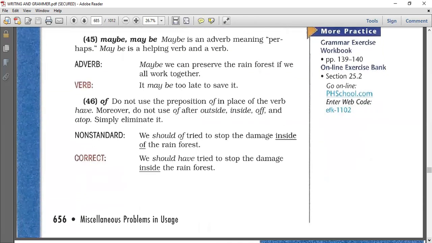Number 45, maybe: one word form and maybe two word form. Maybe is an adverb meaning perhaps. May be is a helping verb and a verb. Maybe we can preserve the rainforest if we all work together. Maybe means perhaps. Number two, it may be. This is the helping verb may and the main verb be. It may be too late to save it.